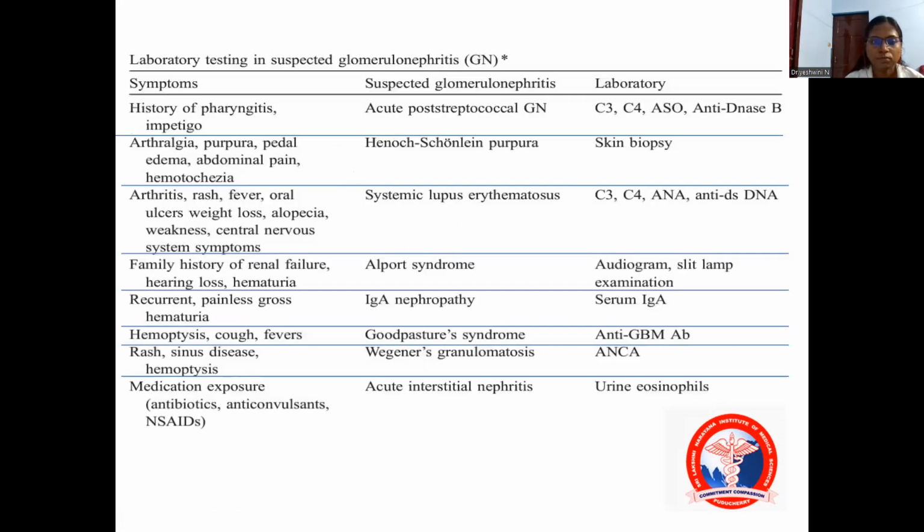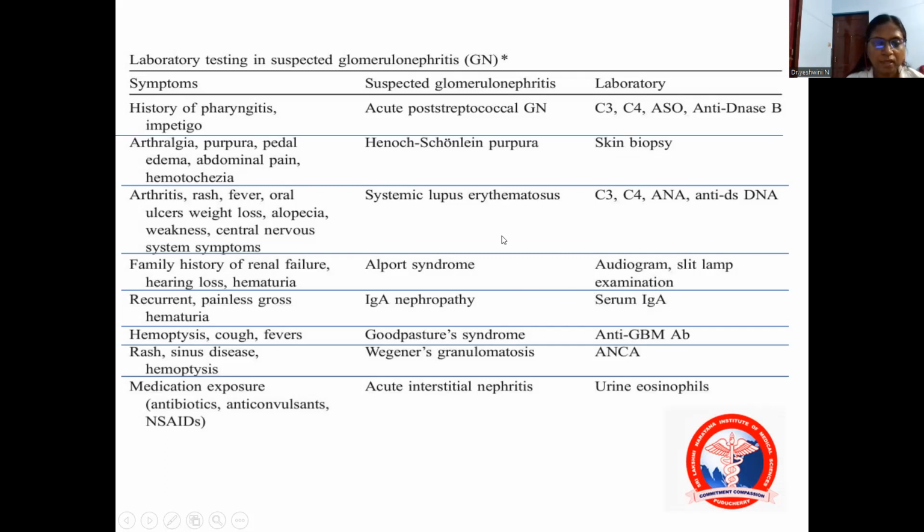So this I've already told for everything you have to do. HSP I have not said. If it is HSP, you do a skin biopsy to diagnose Henoch-Schönlein purpura. SLE I've told. In Alport syndrome, you do an audiogram and slit lamp examination of the eye.